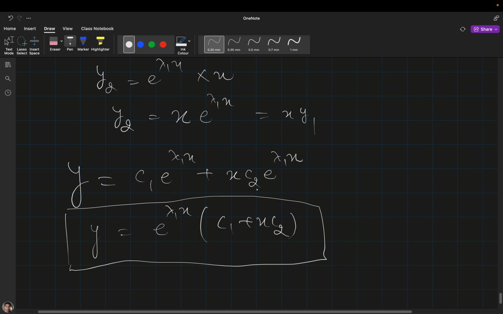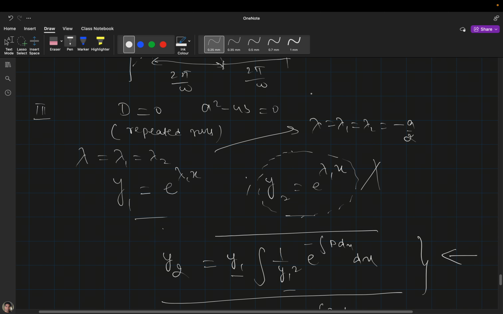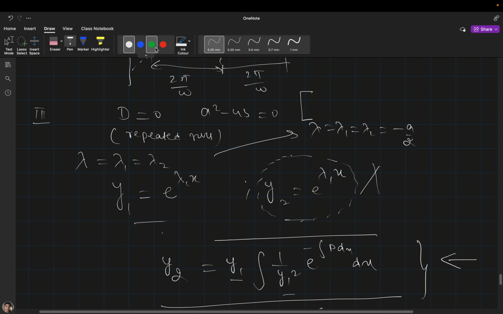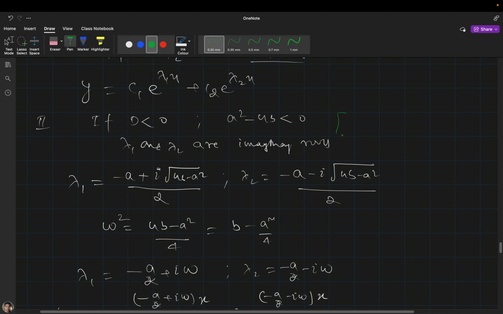So nothing you have to derive, you just have to find one root and plug it here. Now there is an application here. This case is called critical damping, because in this case the roots are repeating. And this other case is called under damping.